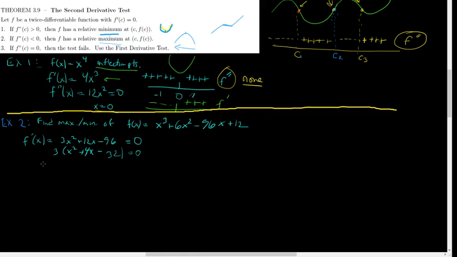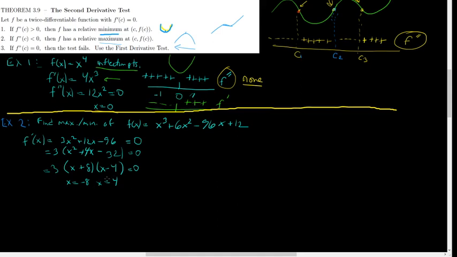Okay, so that's the first derivative, and I think we can do a little better than that. We can factor this. This will be x plus 8 times x minus 4. Right? 8 minus 4 is 4, and 8 times negative 4 is negative 32. So we get two critical numbers, negative 8 and 4. Remember, 3 is not a critical number. That's just the coefficient. Right?